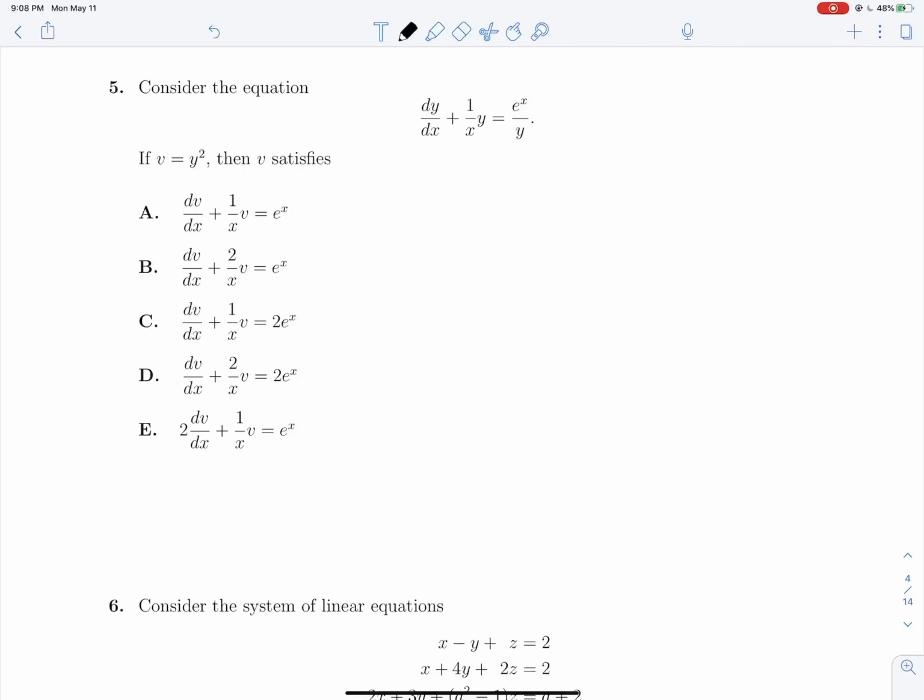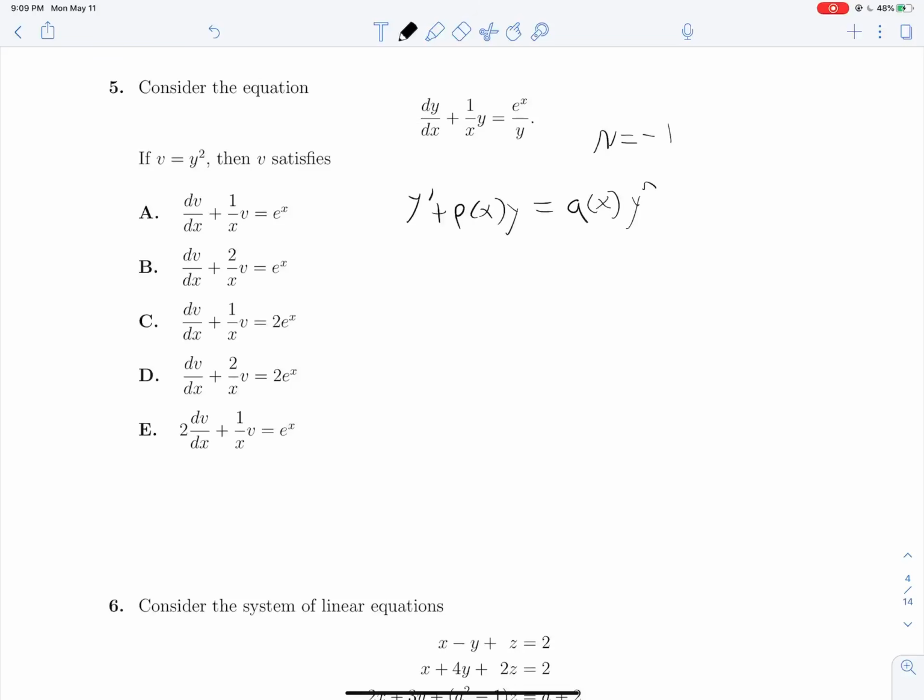Okay, question 5. We are considering this equation here, and we're performing a substitution v equals y squared, and we're figuring out what that substituted equation turns into. So this is actually a Bernoulli equation where we have y prime plus p of x times y is equal to q of x times y to the nth power. And in our case, that n is equal to -1.